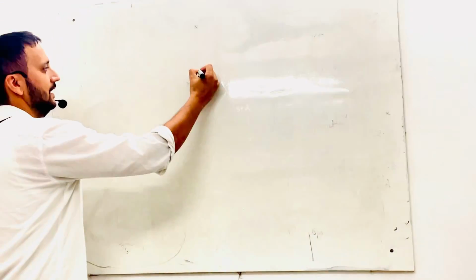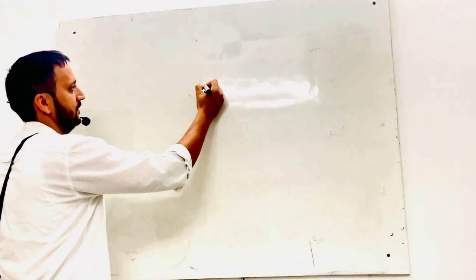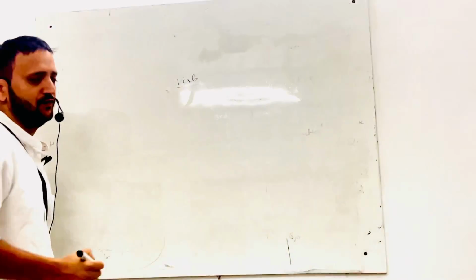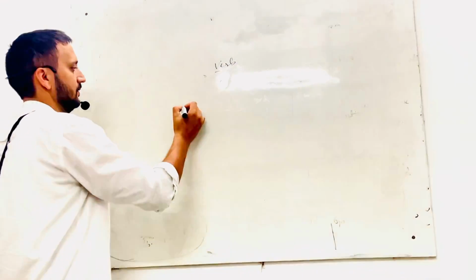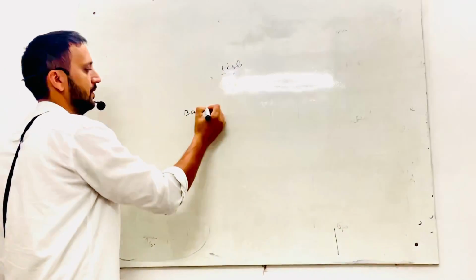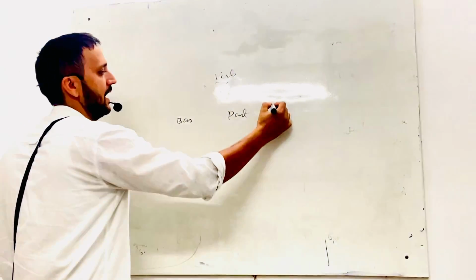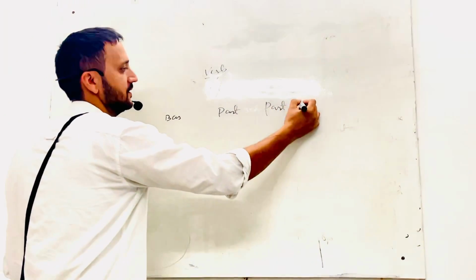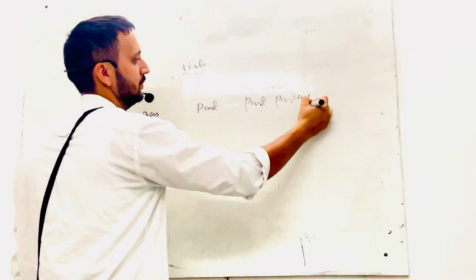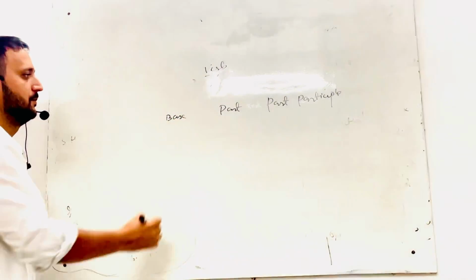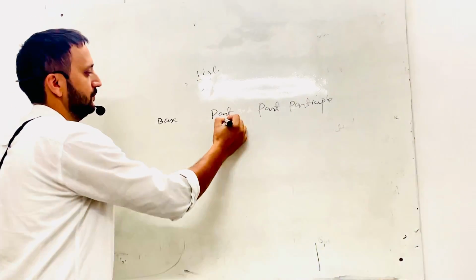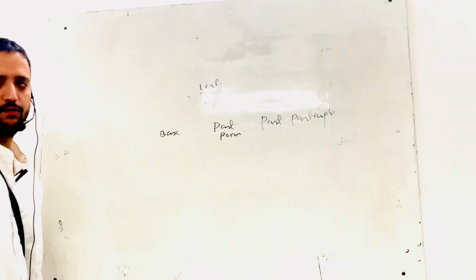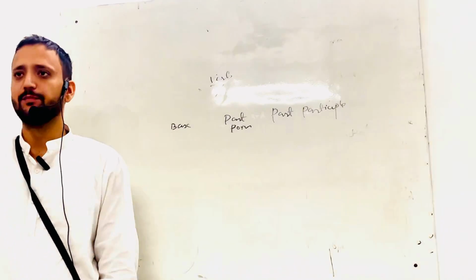Today I'll be telling you right from the basics. Verb. As we all know, verb is an action word in a sentence, right? So we have base form, we have past and past participle. There are basically three forms of verb: base form, past form, and then past participle. Commonly we call them verb first form, verb second form, and verb third form, right?